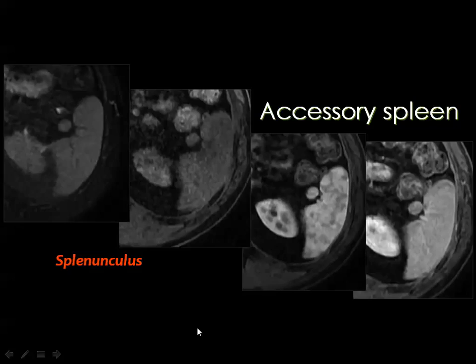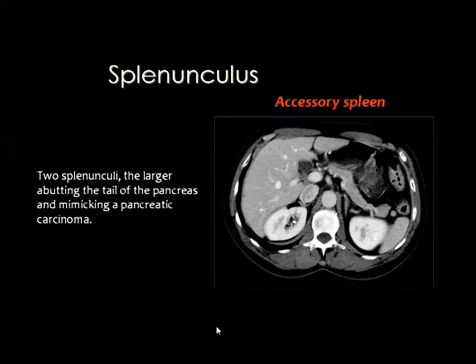Also this splenule may be mistaken for a tumor in the tail of the pancreas and sometimes in the region of the suprarenal gland. This is the appearance of the accessory spleen in MRI, T1 weighted image and T2 weighted image. Look that the splenule is similar to the spleen in all pulse sequences, and after contrast injection, this is the arterial phase and this is the portal phase. This is the splenule showing similar appearance to the original spleen.